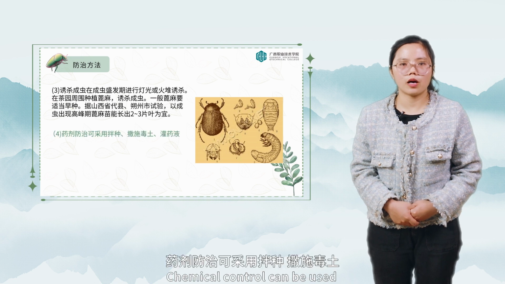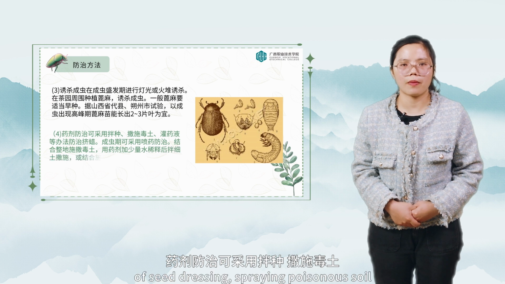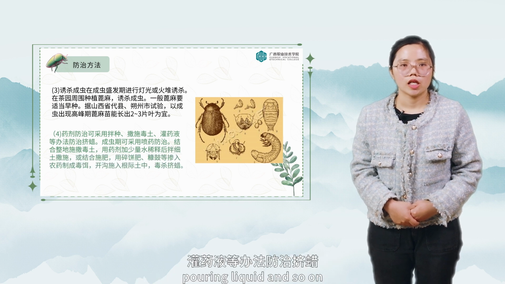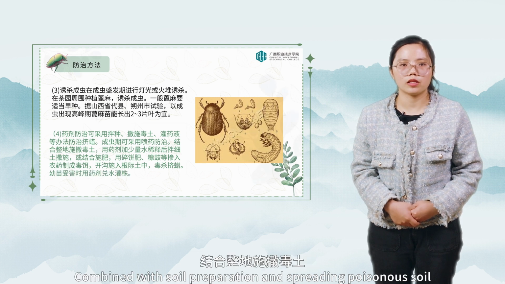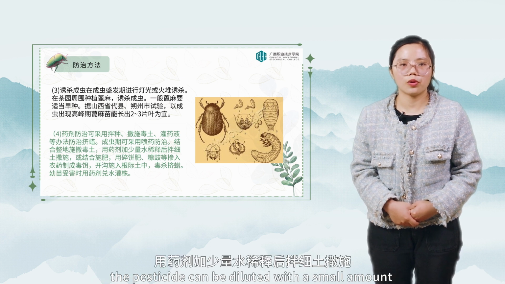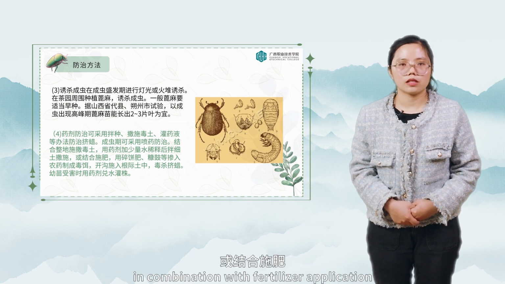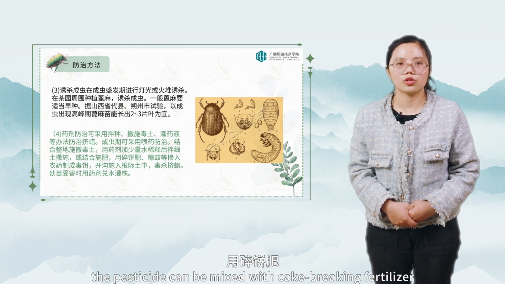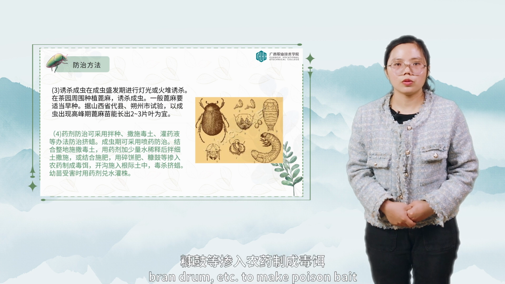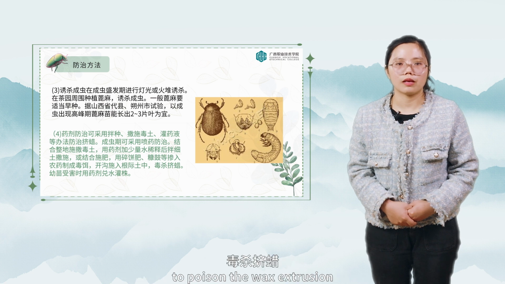The fourth method, chemical control, can be used to control grubs by means of seed dressing, spraying poisonous soil, pouring liquid, and so on. In the adult stage, pesticide can be used. Combined with soil preparation and spreading poisonous soil, the pesticide can be diluted with a small amount of water and then mixed with fine soil for application. In combination with fertilizer application, the pesticide can be mixed with cake fertilizer, etc. to make poison bait, then ditch and apply into the rhizosphere soil to poison the grubs.